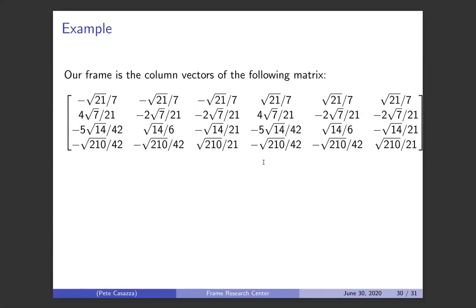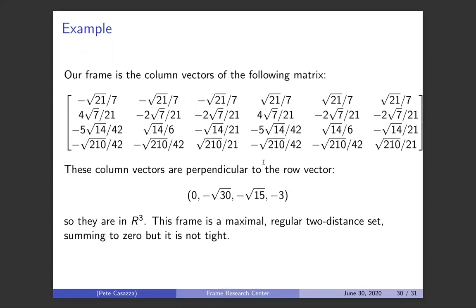So here's one example of a frame. The frame is the column vectors. We have 1, 2, 3, 4, 5, 6 vectors in R^4. Now, it turns out these are not sitting in R^4. They're actually sitting in R^3 because the column vectors are all perpendicular to the vector 0, square root of 30, minus the square root of 15, minus 3. So these vectors are really lying in an R^3. This frame turns out to be a maximal regular two-distance set summing to 0, but it's not tight.